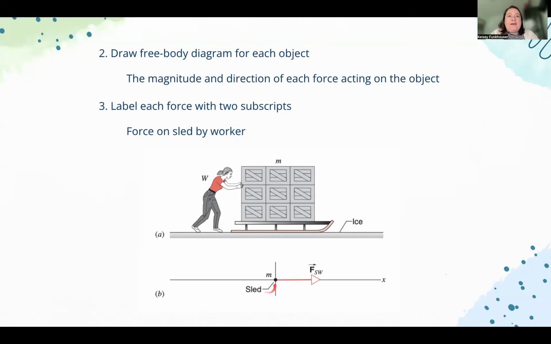Anyway, so we have our object indicated by a dot, because remember, we really like to simplify things, that spherical cow. And then we have our vector here, pointing in the direction of the force that the worker is applying to the sled. And then the next part is we also want to label each force with two subscripts. So the object and the actor. So we have the force on the sled by the worker is F sub SW. So force on the sled by the worker.